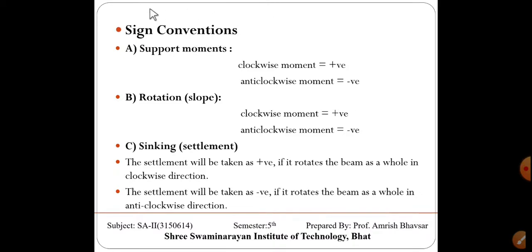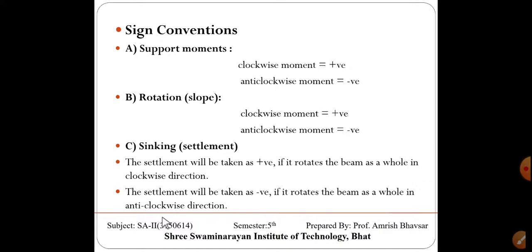Now the most important thing, that is the sign convention. How can we get this? For support moment, clockwise moment is positive and anti-clockwise moment is negative. If we are talking about rotation, then if the rotation is clockwise it is positive, and anti-clockwise is negative. Here we also have the sinking of support, meaning sometimes due to heavy force our support will deflect in the downward direction, and that is called sinking of support. Sinking means settlement. The settlement will be taken as positive if the beam as a whole rotates in the clockwise direction. But the settlement will be taken as negative if the beam as a whole rotates in the anti-clockwise direction.